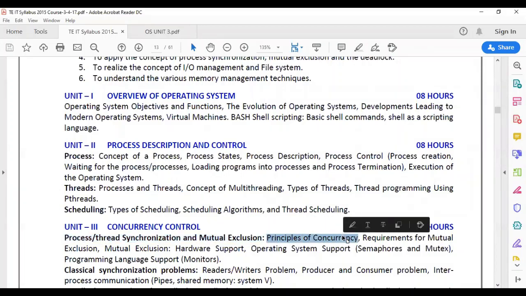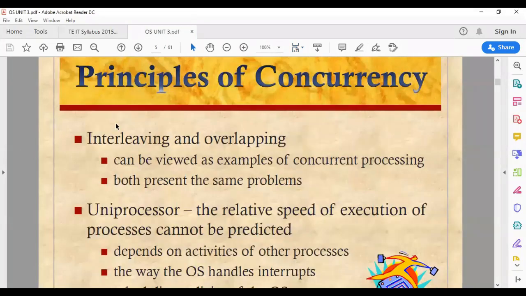Why do we require concurrency? So that is the principles of concurrency. We'll go for the first point, that is principles of concurrency. So the first one is which one? Interleaving and overlapping. So what is interleaving?